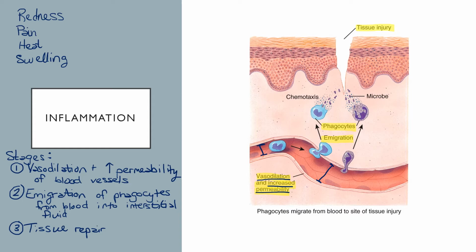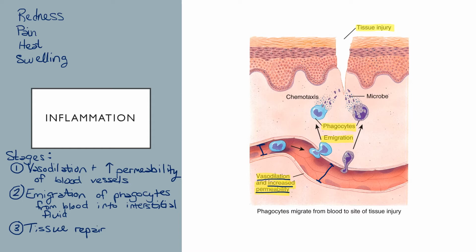And increased permeability of the blood vessels means that substances that are normally retained in blood are permitted to pass from the blood vessels. And vasodilation really just allows more blood to flow through the damaged area. So both of these are very important in our first stage of inflammation.